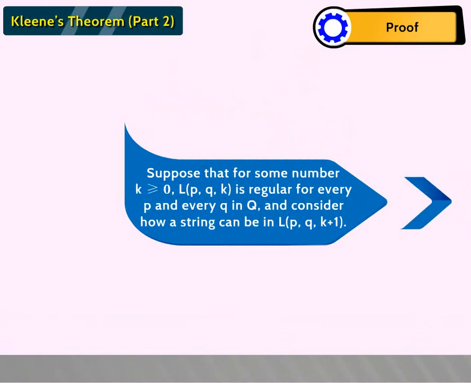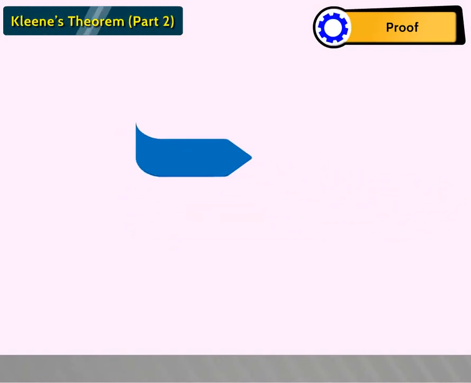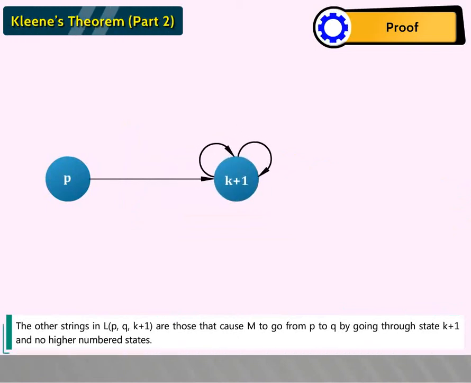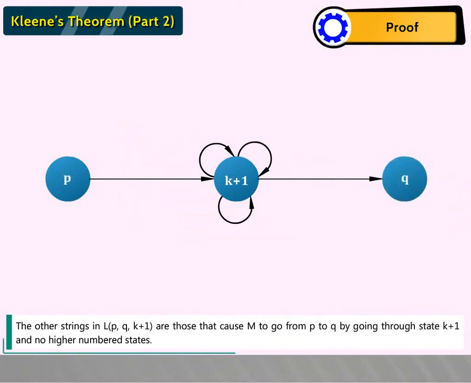Suppose that for some number k greater than or equal to 0, L(p, q, k) is regular for every p and every q in Q, and consider how a string can be in L(p, q, k+1). The other strings in L(p, q, k+1) are those that cause M to go from p to q by going through state k+1 and no higher numbered states.